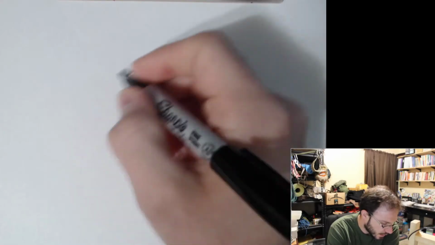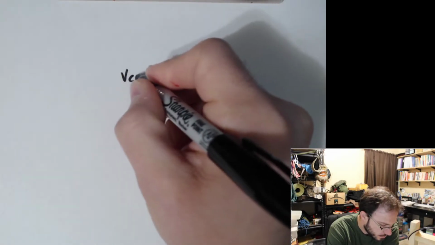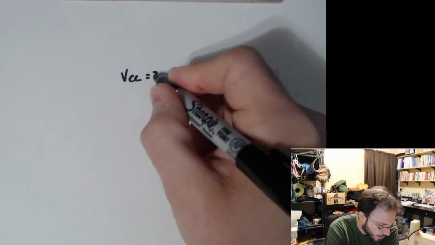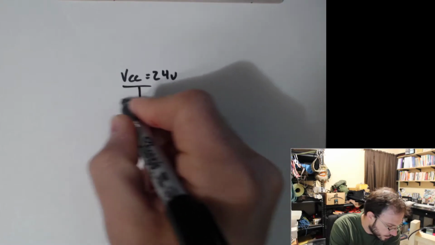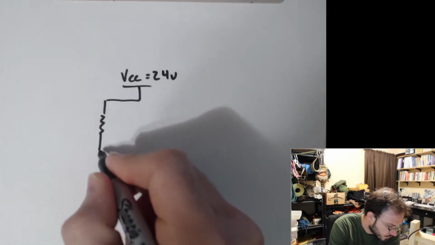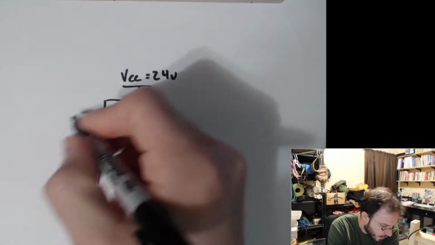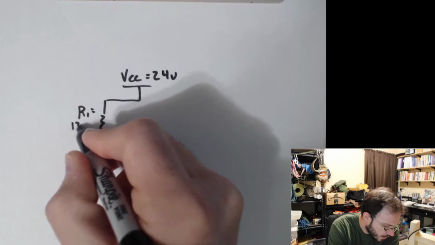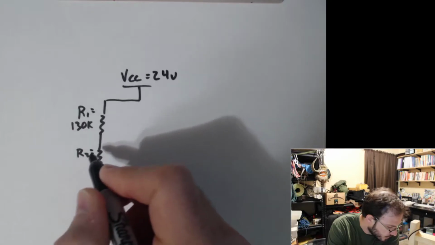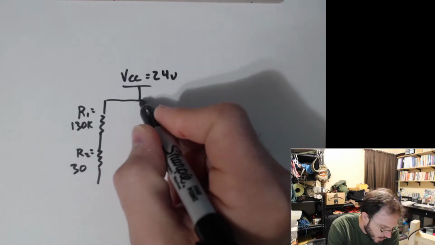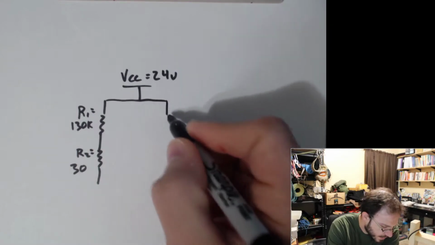Welcome back, everyone. So last time we learned about the BJT voltage divider bias, which was a circuit that looked like this. And we're going to go ahead and solve this example using our new technique. And let's go ahead and say that R1 is equal to 130K and R2 is equal to 30K. And we're going to build upon this problem next class.